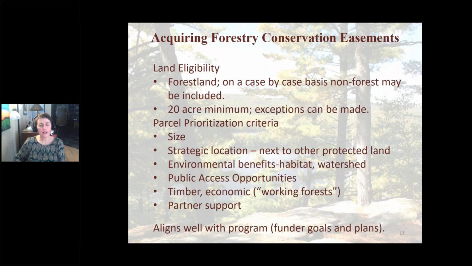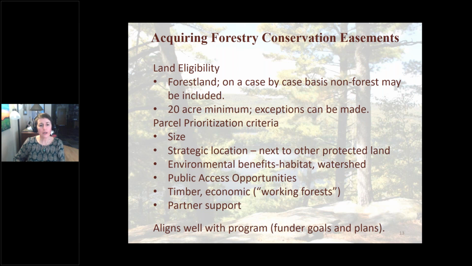Then there's a set of prioritization criteria. And so we look at things like the size of the property. For easements, we tend to prioritize properties that are larger in size as a higher priority. Also the strategic location, and so if the property is next to other protected land, then it is more of a priority. We look at many different environmental benefits that together become the conservation value of the property. So we look at things like habitat, what type of habitat, position in a watershed, how the protected property might contribute to water quality or meeting watershed goals. We look at all different kinds of environmental benefits.